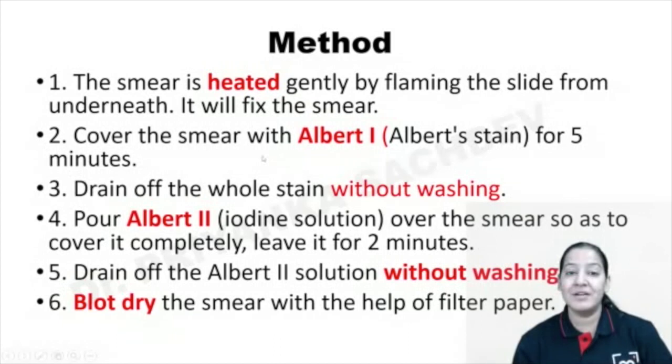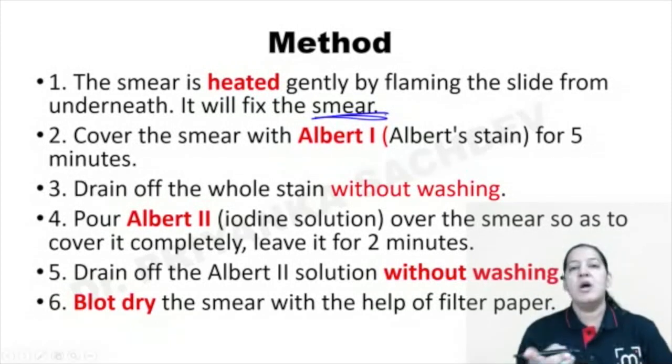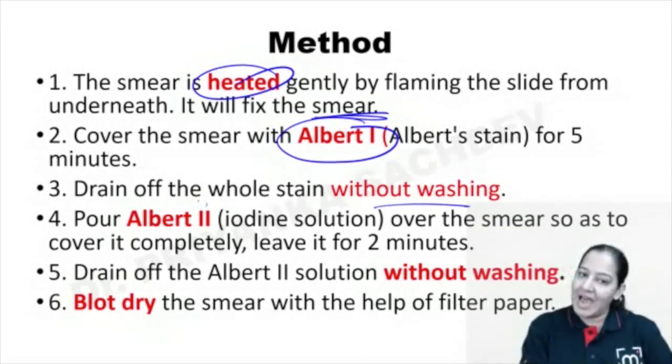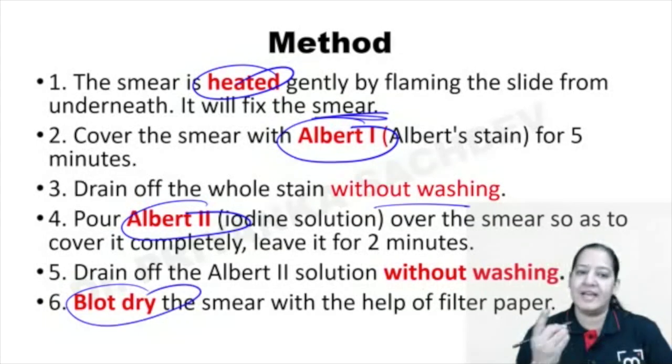Now, what is the method? How do you do that? So first, take the smear of the bacterial suspension. On that smear, first you heat the smear. After that, put Albert 1 stain. Then without washing, put Albert 2. Put Albert 2 and without washing, just dry blot and see under microscope.